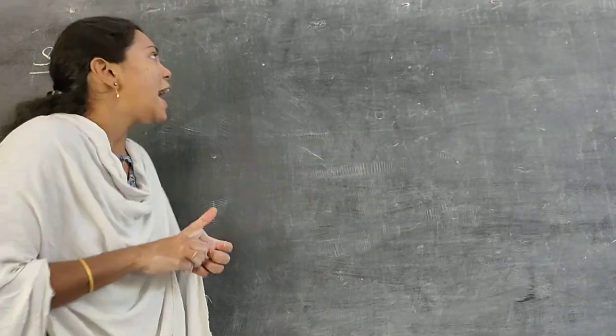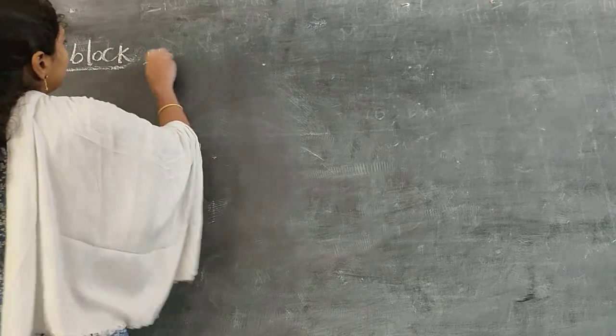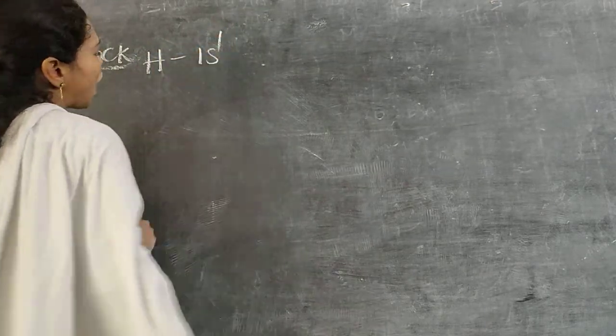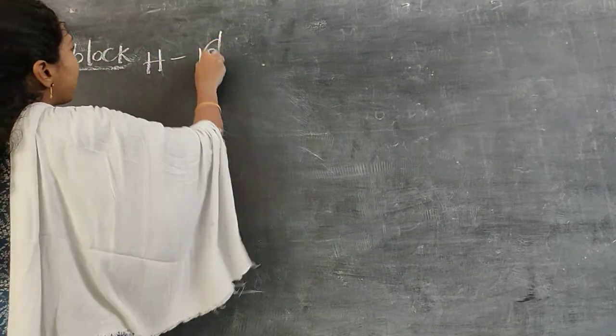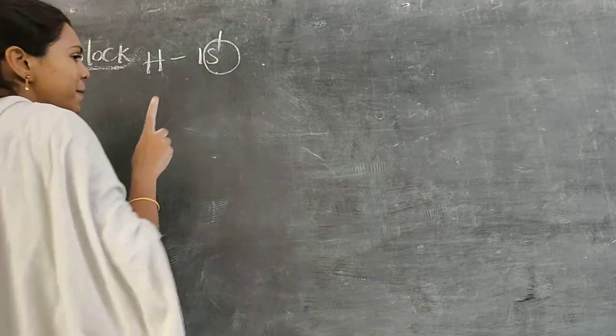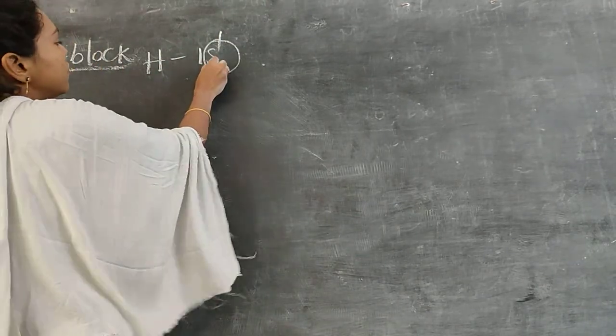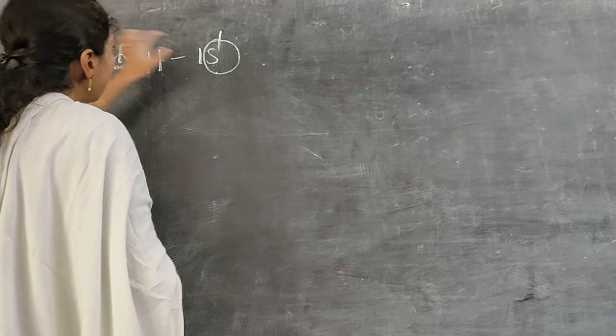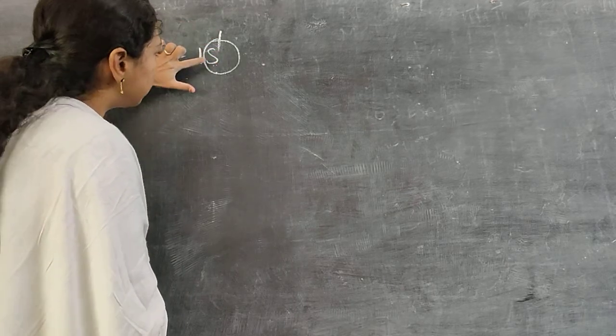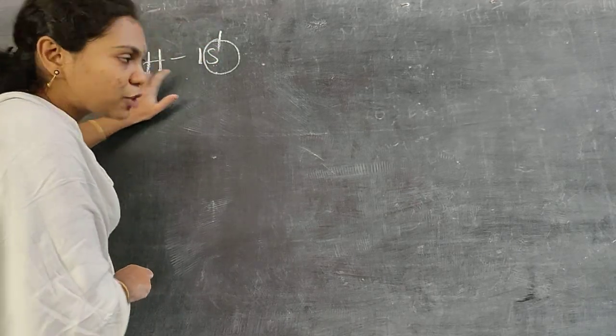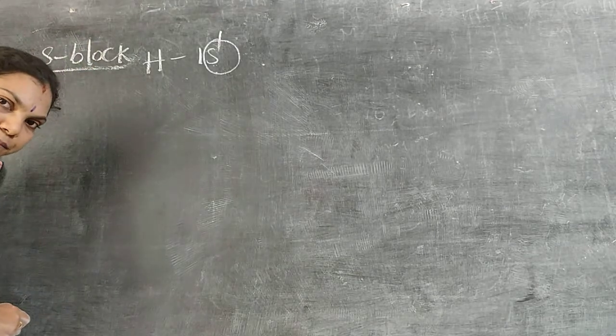Do you understand? Hydrogen belongs to the S block. What is its electronic configuration? 1s1. What is the outermost shell? 1s only, because only one shell is there. So which is the orbital? The s orbital. So the orbital into which the last electron enters decides the block of the element.